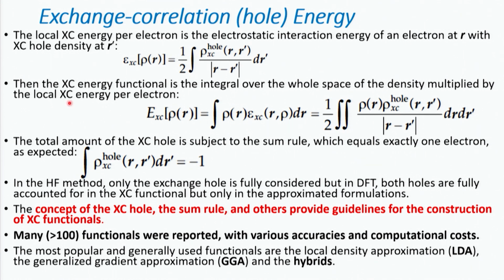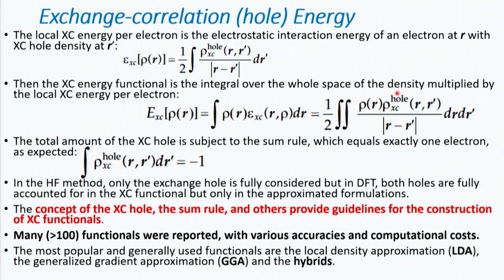Okay, then the exchange correlation energy functional is the integral over the whole space of the density multiplied by the local exchange correlation density per electron. So essentially, the overall energy we can also write as a kind of quantum mechanical integral form, taking this as the operator. So you get the total exchange correlation energy as a function of the charge density using this hole operator. Okay, the exchange correlation hole operator.